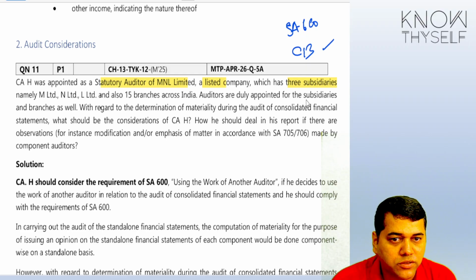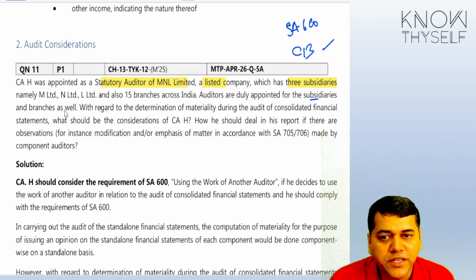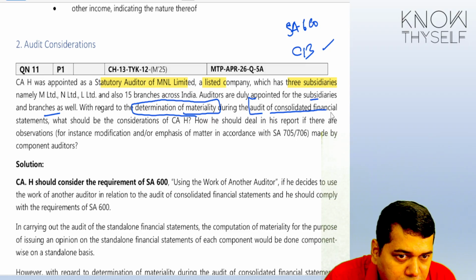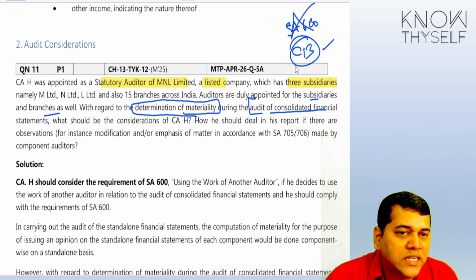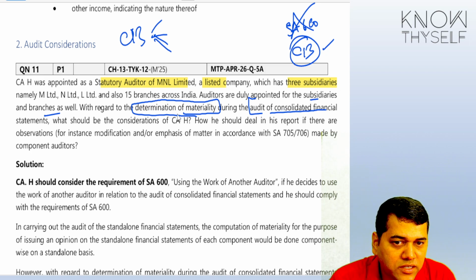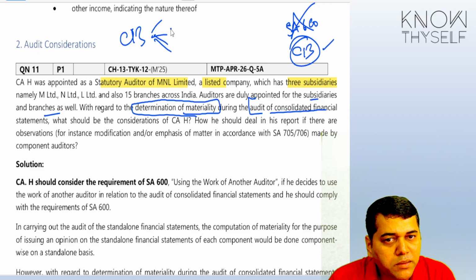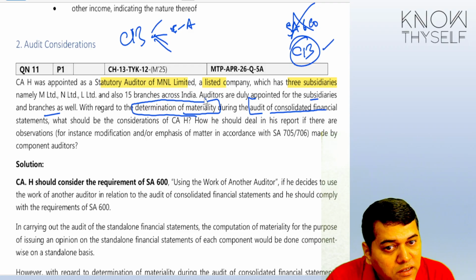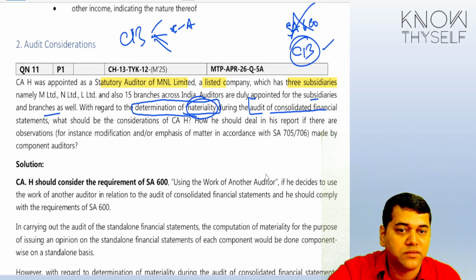We have already seen the questions. Generally, we used to talk about the branch. The auditors are duly appointed for the subsidiaries and the branches with regard to the determination of the materiality during the audit of CFS. This keyword told that it is not SA 600, it is chapter 13. But chapter 13 has got 4 concepts. Concept number 1, are they talking about the basics here? No. Concept number 2, are they talking acceptance and performance? Yes.